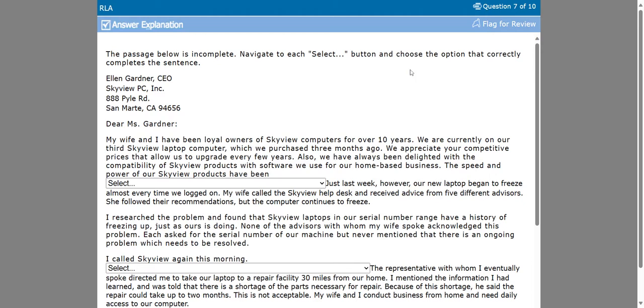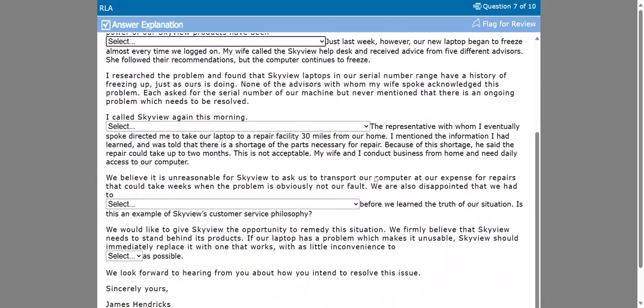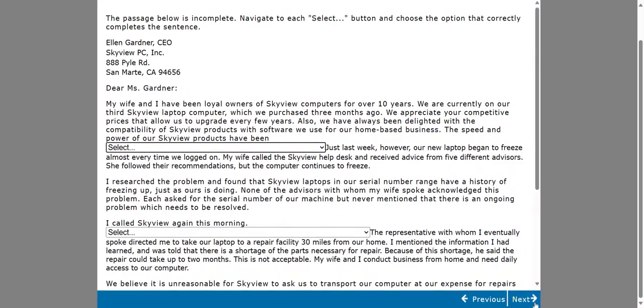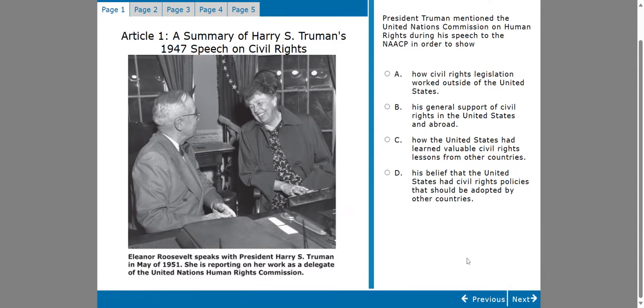Next, we have some grammar. So in this case, we've got in question number 7 a letter. The passage below is incomplete. Navigate to each select button and choose the option that correctly completes the sentence. And so we can see how the grammar portion is set up. Again, I like being able to practice so there are no surprises.